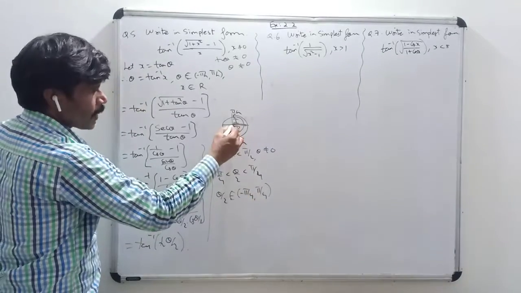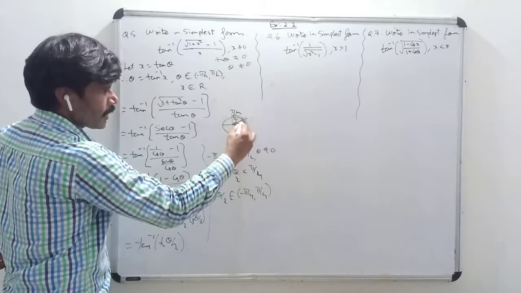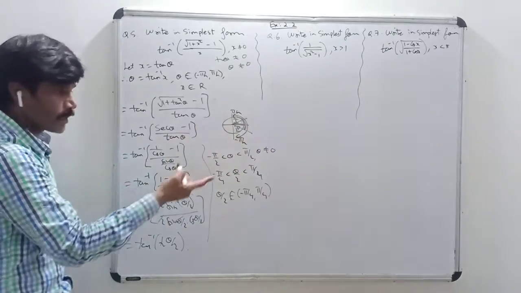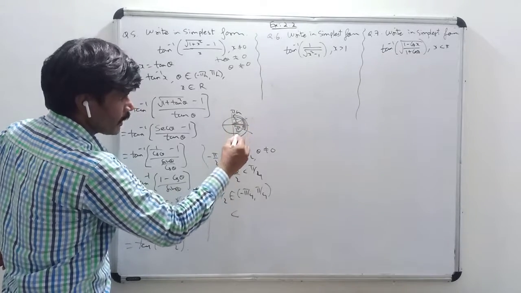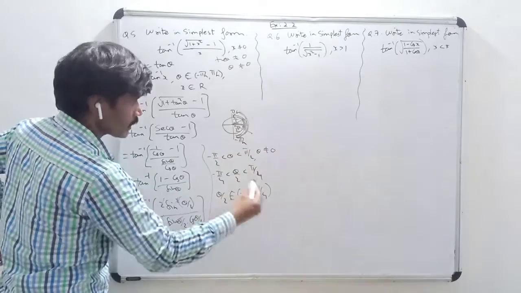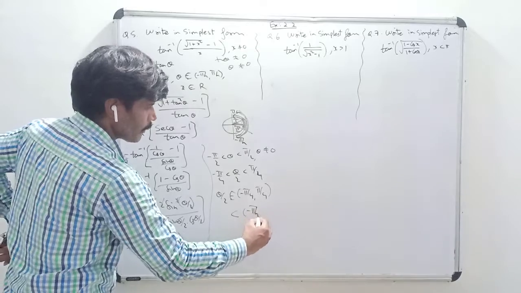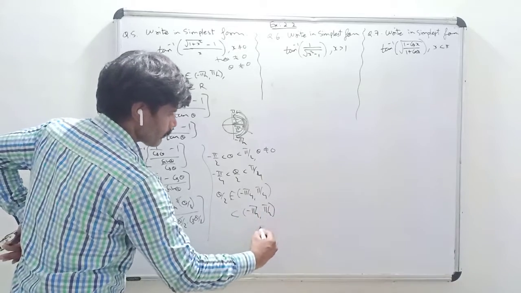Now minus pi by 4 to pi by 4 means this region, part of the first and fourth quadrant. So that is nothing but a subset of minus pi by 2 to pi by 2. Give it result number 1.